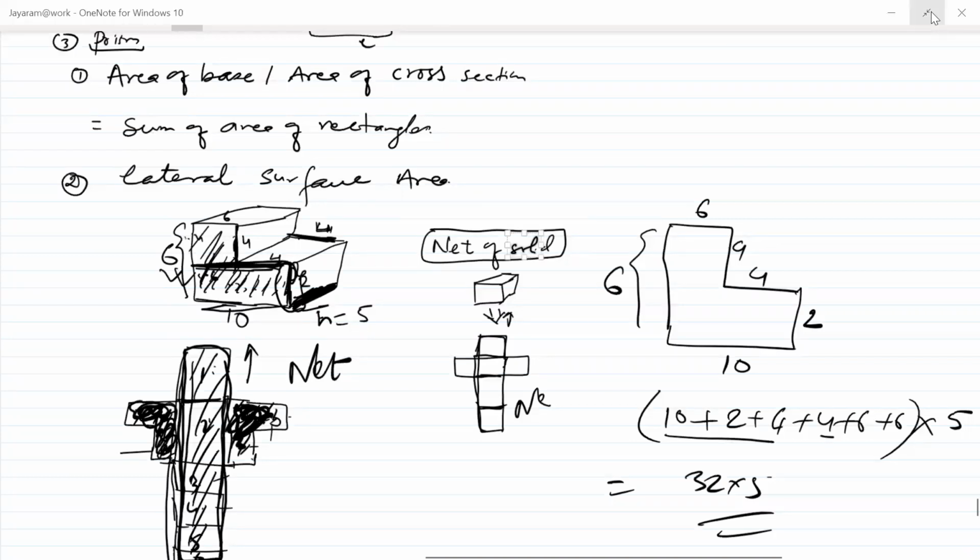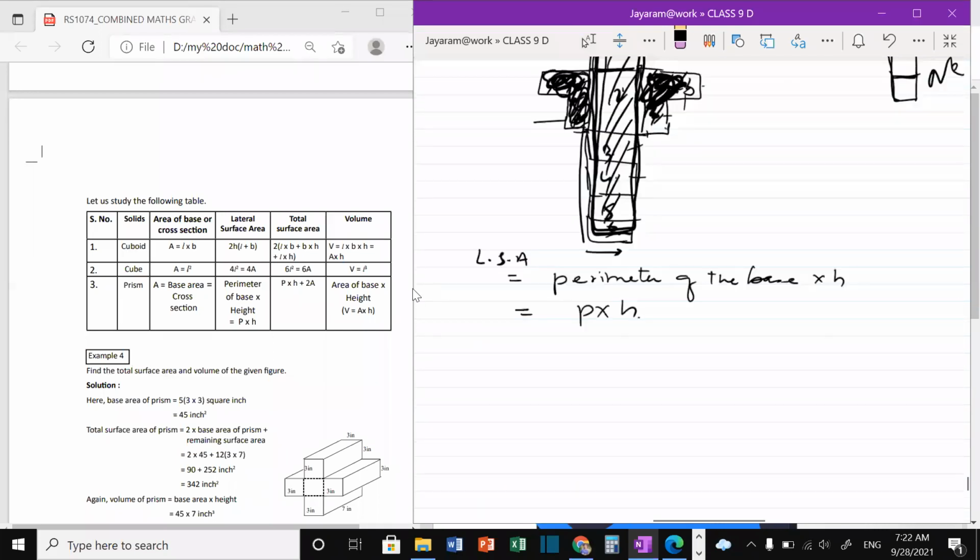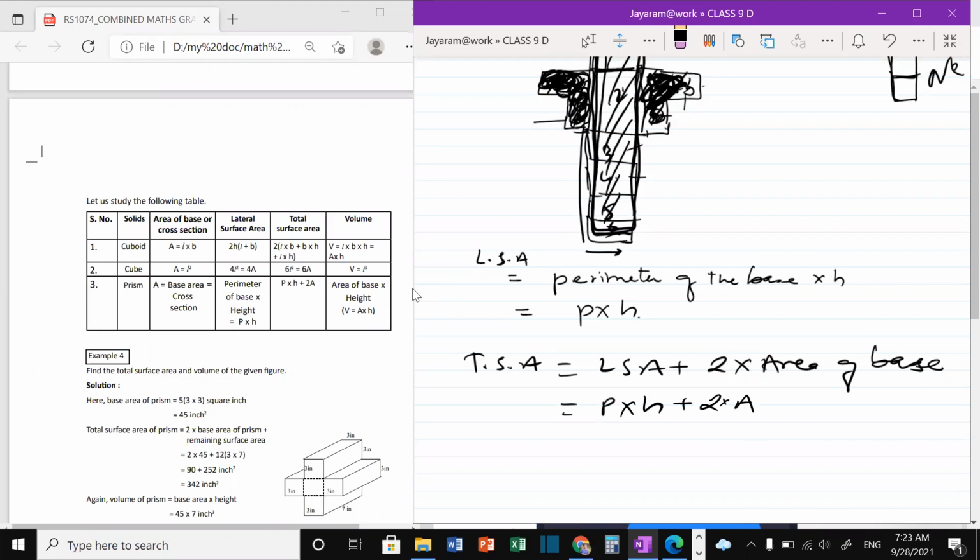Okay, next is about total surface area, that is TSA. TSA means, in the LSA, what was left to add? These two area of base were left to add. So, 2 multiply area of base, or area of cross section. LSA means P into H, and 2 multiply area of base means 2A. This is how we find it.